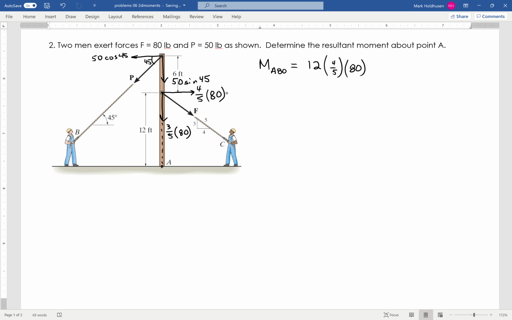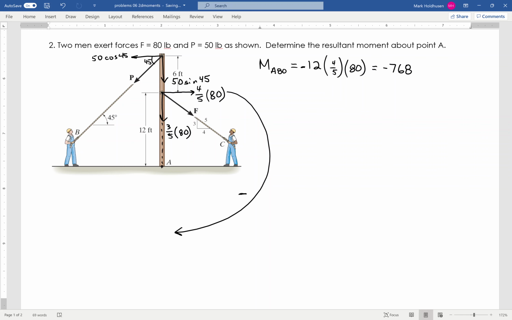Now, this force about point A is creating a negative moment. Okay, so I need to include that negative answer there because it's going clockwise about point A. So that will be a negative moment. So that becomes minus 768, excuse me.